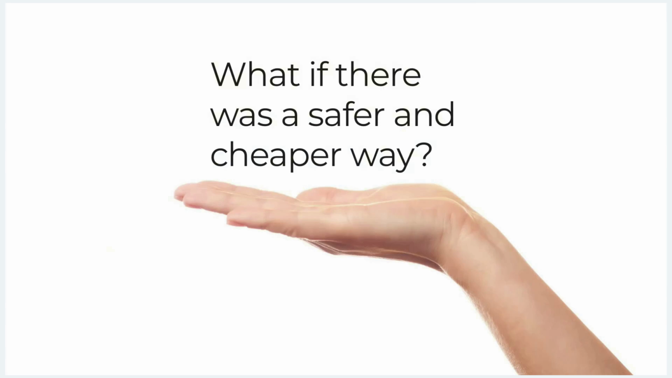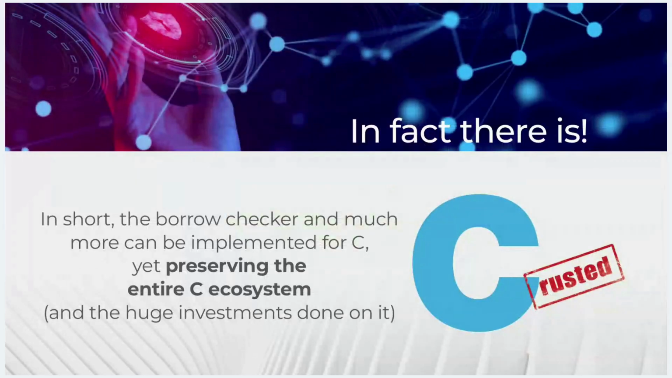The question is, what if there was a safer and cheaper way? And in fact, there is. Our proposal in this respect is called C-Rusted. The basic idea is that the borrow checker and all the other Rust machinery can be implemented also for standard C, for ISO C, preserving the entire C ecosystem, all the tools, and preserving all the huge investments that all industries have made in C. So let me try to show you how this works by means of an example.